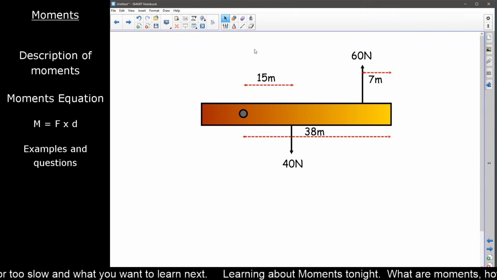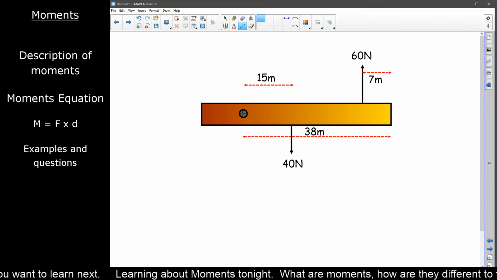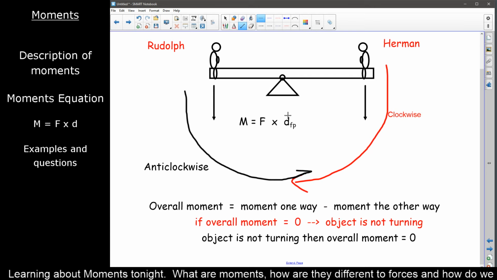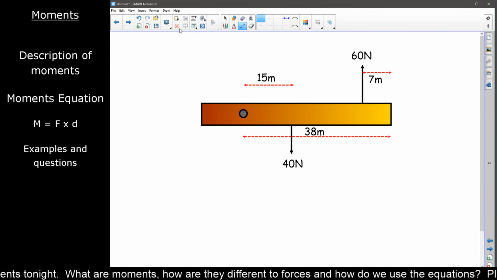Okay, so the big problem here is that we've got a couple of forces, so we can't use one equation straight up. So we're going to use the moments equation twice. We're going to get our moments clockwise, get our moments anti-clockwise, and then we're going to use our previous equation here. We're going to get the overall moment is the moment one way, take away the moment the other way. Okay, so we're going with that idea.